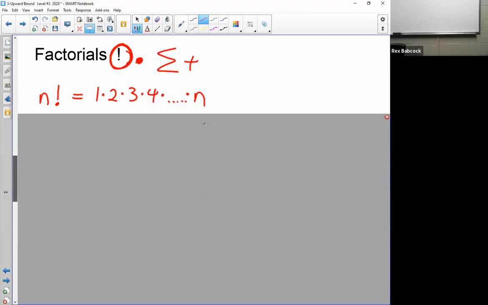If I said n factorial, you start with 1 and you go up 1 each time and you start multiplying until you get to n. So if I said, tell me what 3 factorial is, it's 1 times 2 times 3, which equals 6.